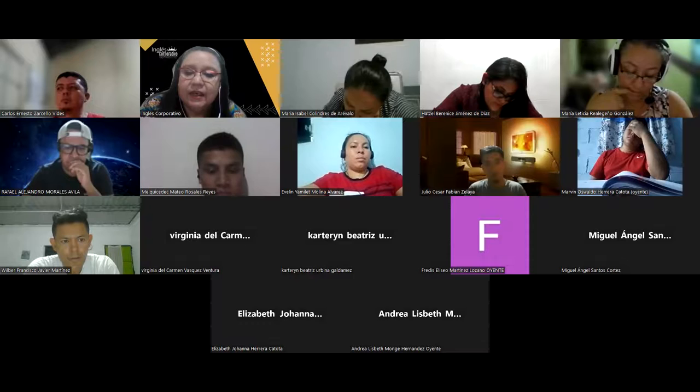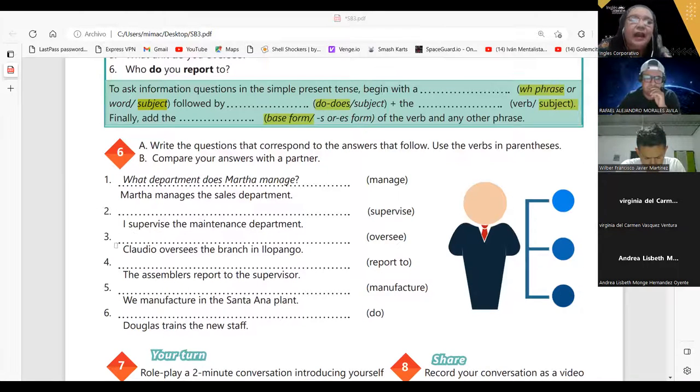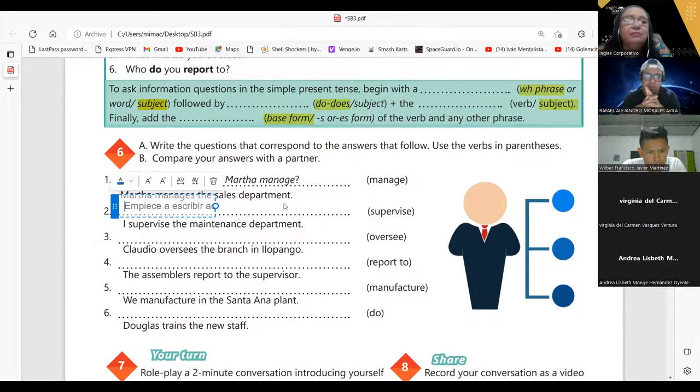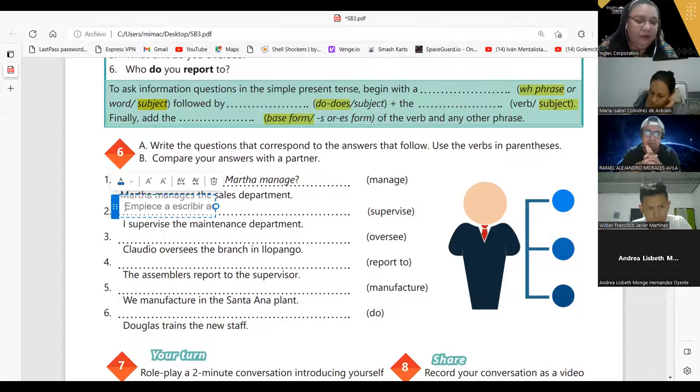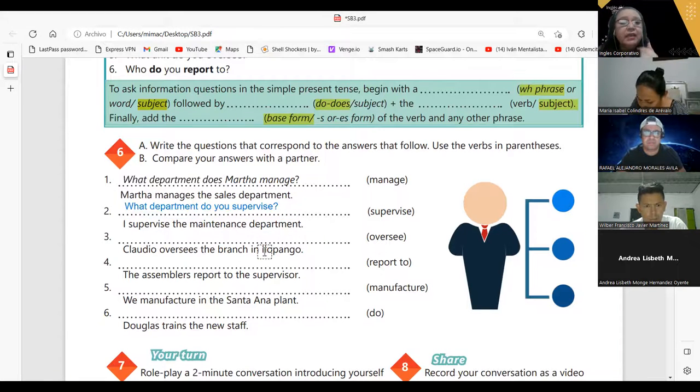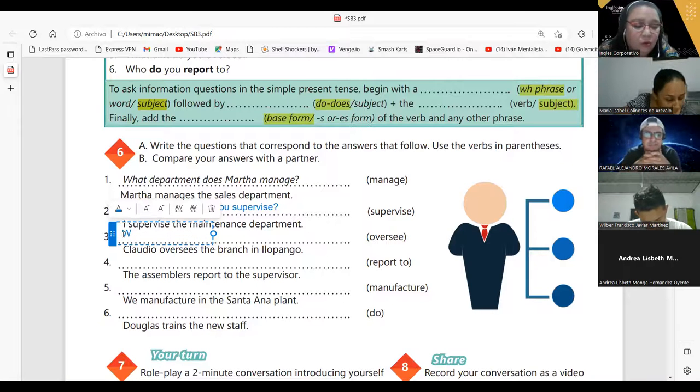Now let's go over this class. Let's analyze. If we have here the verb supervise, I is the subject. So here, the modal auxiliary we are going to use is do or does? Do. Okay, do. We have to say what department. Do you supervise? Excellent. What department do you supervise? And then the answer is I supervise the maintenance department. Now oversee. Claudio oversees the branch in Ilopango. What unit does Claudio oversee?